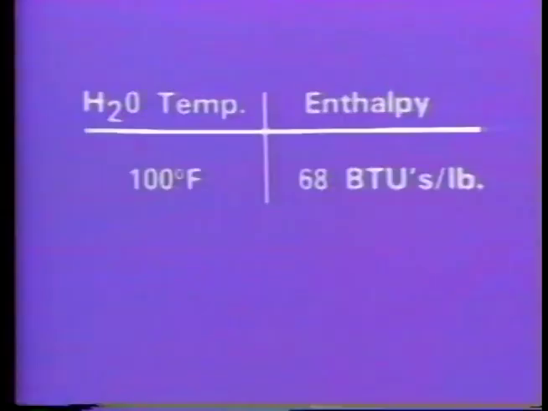Because the enthalpy of water changes in this relatively regular manner, it makes it fairly easy to calculate the enthalpy of water at any temperature between 32 and 212 degrees. All that is necessary to get a close approximation of enthalpy is to subtract 32 from the actual temperature. For example, the enthalpy of water at 100 degrees Fahrenheit would be 68 BTUs per pound, because 100 minus 32 is 68. The units for enthalpy are BTUs per pound.